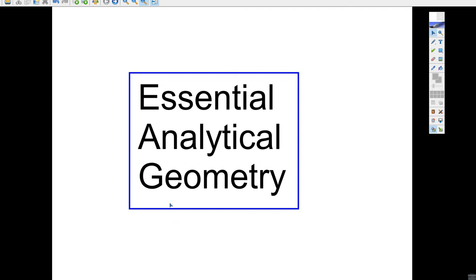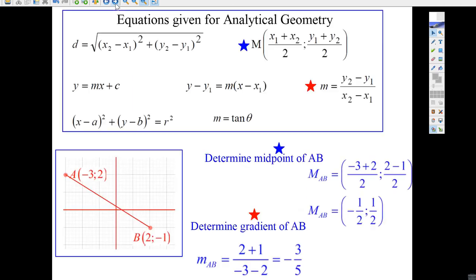Okay, this is the analytical geometry part of the rescue plan, and we're going to do just the essential stuff. And if you know the essential stuff, you're going to pick up lots of marks in this section. So here we go. You're given all these formulas. Now we're going to use everything here, and circles. We're going to use everything here just with these 2 points.